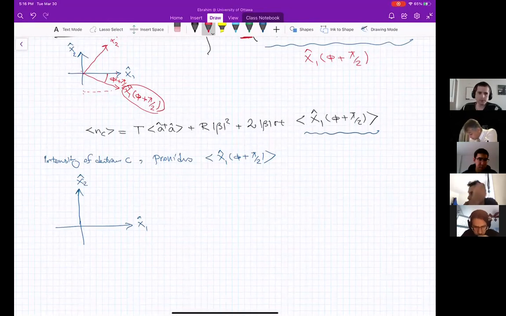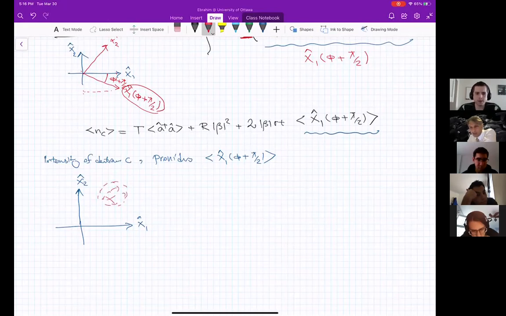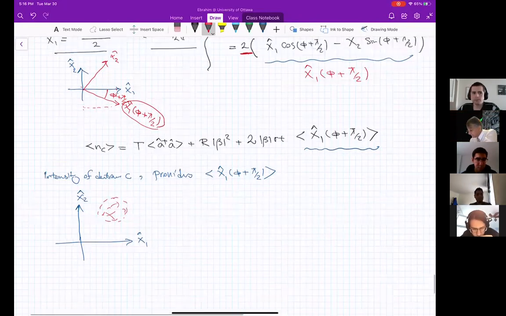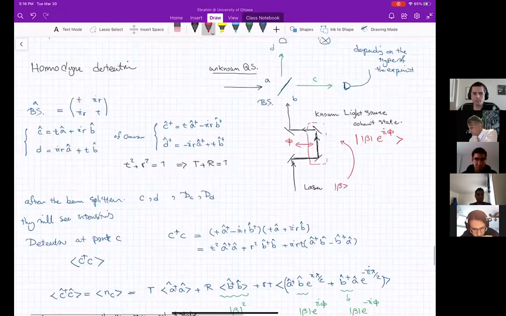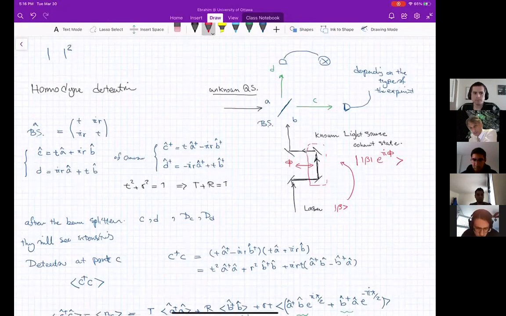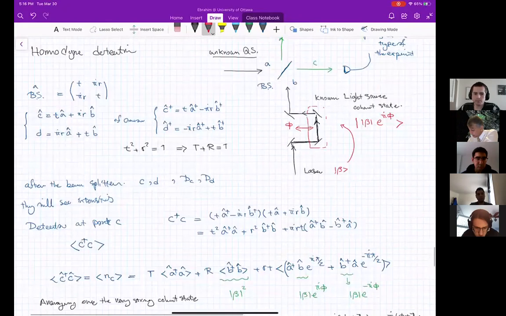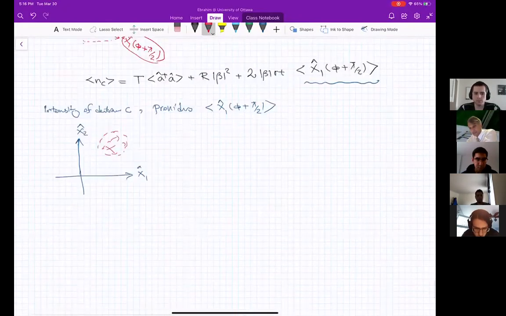So I have a distribution here, which gives me a probability, right? And from those probabilities, I can find the average of the quadrature. And by the way, we will come back to the error that we have in the quadrature. We will discuss that. But just to get a feeling: from the intensity, with this setup of thermodynamic detection that we just discussed, how can we reconstruct the state? How can we find different components of it?